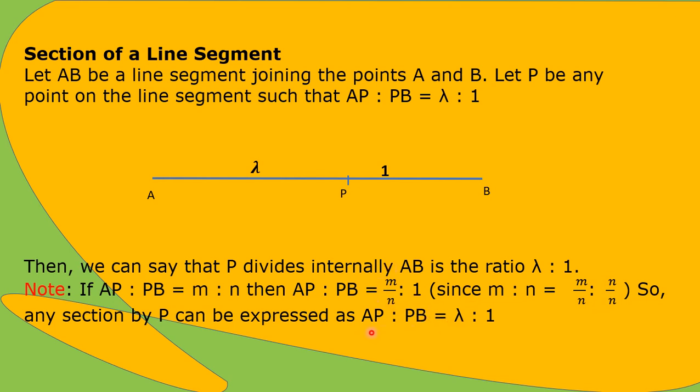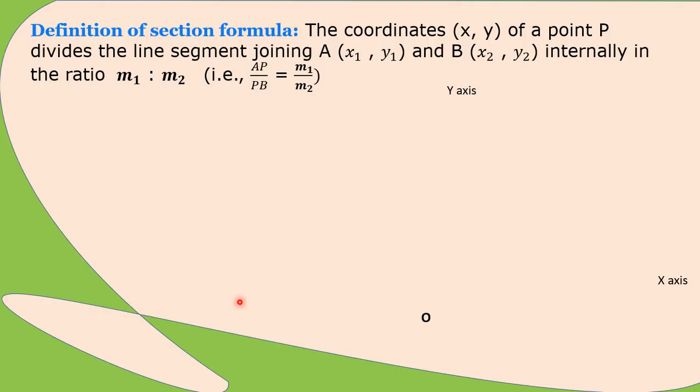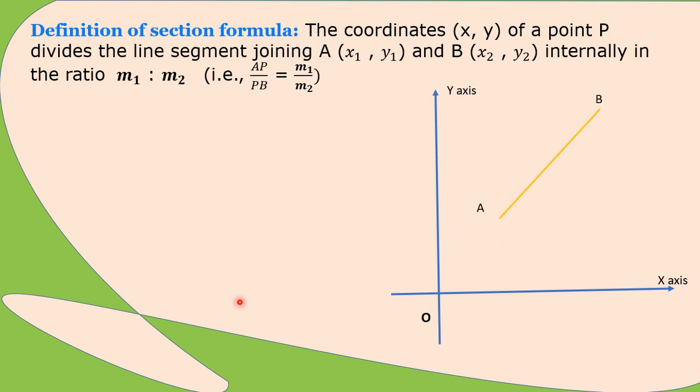So we sometimes write that P divides the line segment AB in the ratio lambda to 1, or we sometimes write it as M to N, or we can write M1 to M2. Any one we can use. So let's see how we have to find the section formula. The coordinates x, y of a point P divide the line segment joining A(x1, y1) and B(x2, y2), and the ratio is also given, M1 is to M2. So let's take the line segment AB, which is divided by this point P in the ratio M1 and M2.